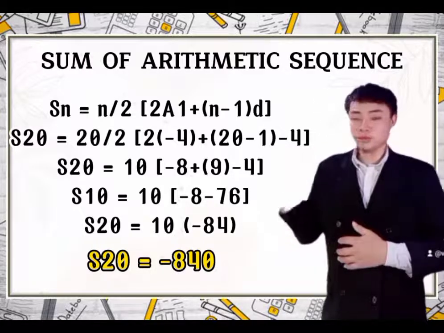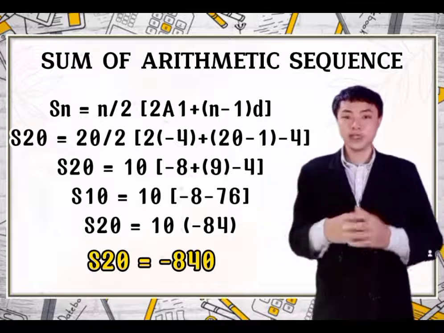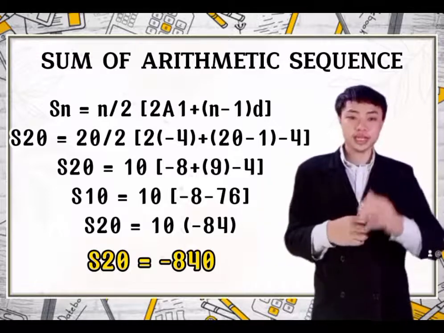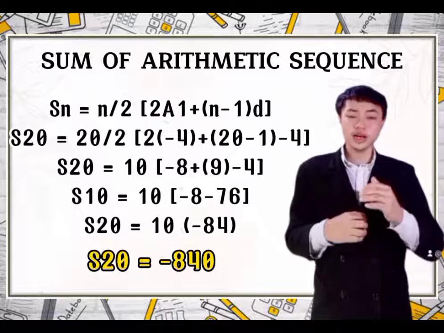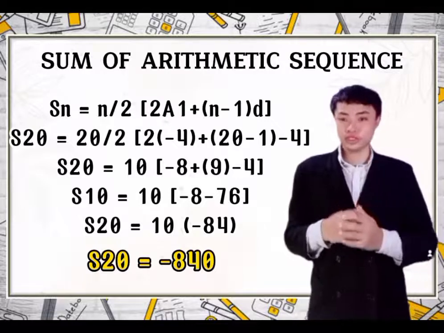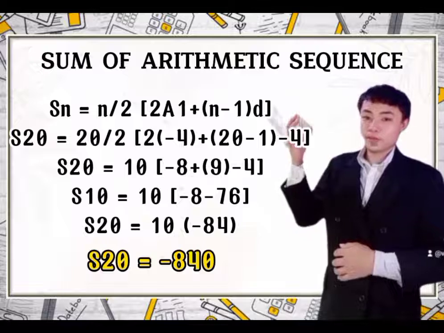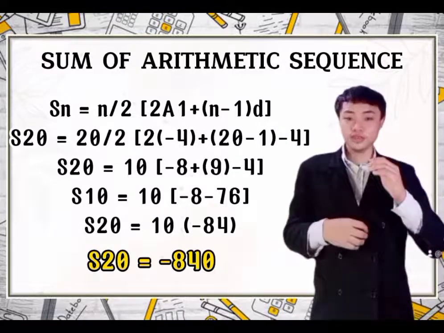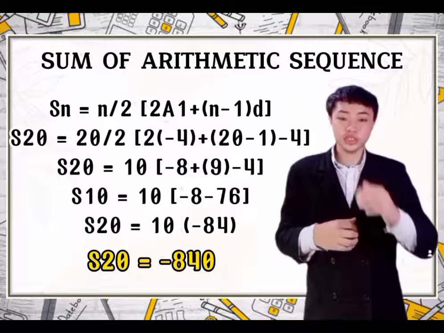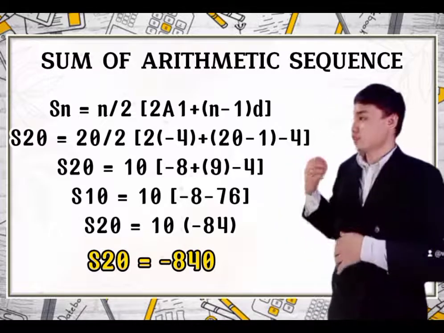So S of n equals n over 2 times (2a sub 1 plus n minus 1 times d). Now, our number of terms is 20. So S of 20 equals 20 divided by 2, times (2 times negative 4 plus 20 minus 1 times negative 4).